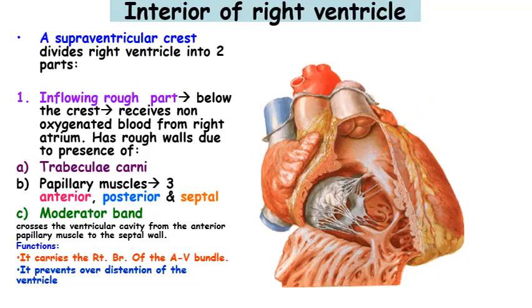Another feature inside the right ventricle is the moderator band. This moderator band crosses the ventricular cavity coming from the anterior papillary muscle to become attached to the ventricular septal wall. It has a very important function as it carries the right branch of the AV bundle and it prevents the overdistension of the ventricle during the diastole.